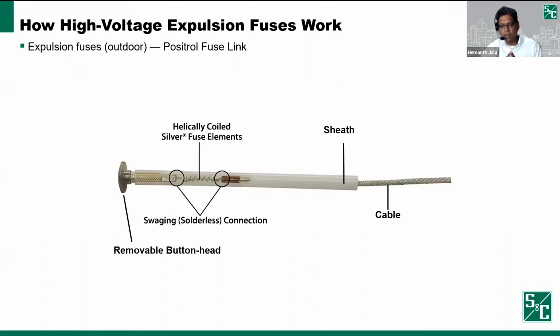You may also see fuse links and cutouts on your system. The principle of operation is still the same. You have a helically coiled silver fuse element in the fuse link. When that element melts, this cable, which is under tension when you install it in a fuse tube that goes into the cutout, is pulled by the spring. That arc is going to interact with this solid material sheath for some level of current, and for higher levels of current, the fuse tube will generate the gases to interrupt the fault.